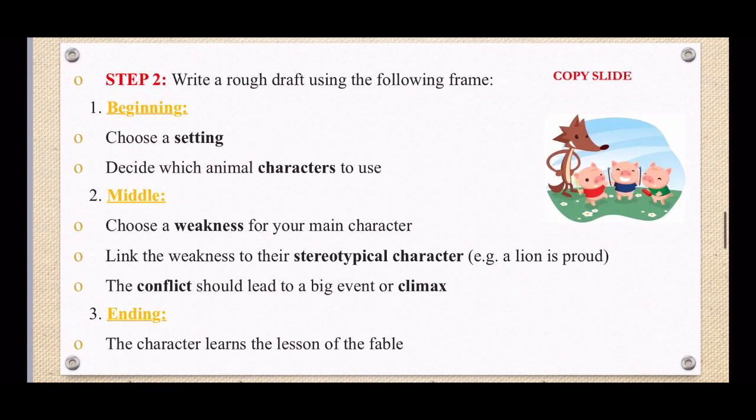Okay, so continuing to step 2. We will now need to write a rough draft using the following frame. In step 1, we chose our moral or lesson. Now we need to write a rough draft, and we need to have certain things in it. We always need to have, number 1, a beginning, right? In the beginning of our fable, we need to choose a setting, so we need to choose where you would like our fable to take place.